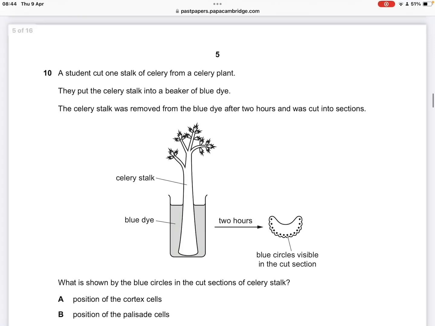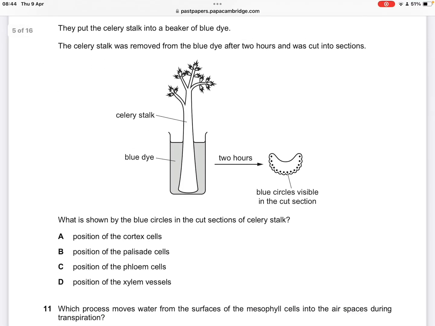You may have even done this fun practical yourself once upon a time, but what is shown by the blue circles in the cut sections of the celery stalk? Now, it's water that's moving up the celery stalk, and it's been dyed blue. Okay, this is quite hard. People find plant transport tricky. What you should be thinking is which bit of the transport system carries water, and it's the xylem. The xylem carries water and mineral ions, but obviously it's not really asking about mineral ions, it's just asking you about water that's had a bit of blue dye dropped into it. So if we look at our options, it would be D for delta.